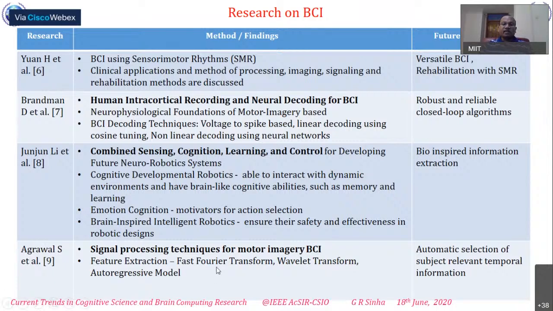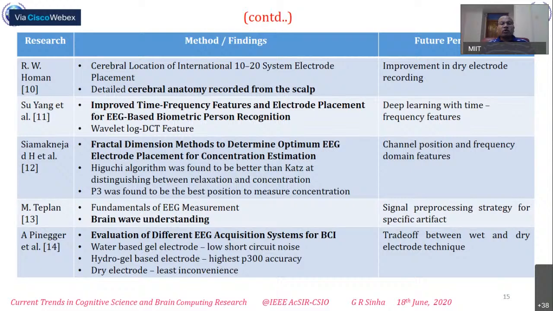The next one is signal processing techniques for motor imagery, that is MI, motor imagery BCI. The way we move our hand, the way we blink our eyes, the way we engage in different movements of our human bodies, which are controlled by our human brain, are all analyzed, studied, and researched. And then there are some improved time frequency features and electrode placement for biometric person recognition. Time frequency features, I will be talking about what these features are in brain signals. Then the fractal dimension method for determining optimum EEG electrode placement. That's an important research area, that placing the electrode in the appropriate place over the scalp is itself a research area.